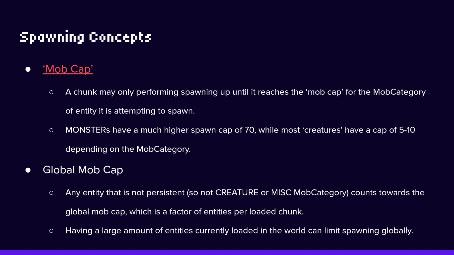So anything with the monster creature type or mob category, the monster mob category will have a spawn cap of 70, while most of the creatures have one from 5 to 10. Normal creatures have 10, water creatures and stuff have 5 as their cap. So a spawning event can cause, like, if 10 things spawn during an event, but the cap is 5, that's fine. It just won't spawn any more after that point.